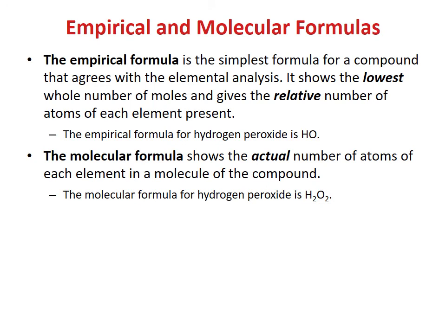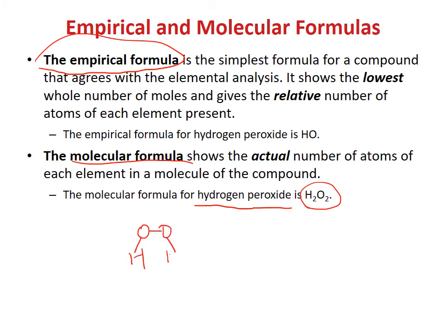When we perform chemical analysis, we usually get the empirical formula. For example, hydrogen peroxide has a molecular formula H2O2. That means within a molecule, there are 2 oxygen connected to 2 hydrogen. So this is a molecule with 2 oxygen, 2 hydrogen. But when we do chemical analysis, what we get is the ratio between the 2 elements. For example, hydrogen over oxygen, the ratio is 1 to 1.